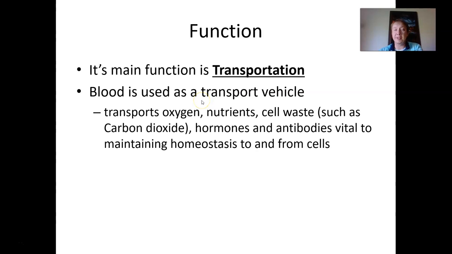So blood is what we use as a transport vehicle, so it carries things in the body from one place to another. Some of the key things it transports are oxygen, nutrients, cell wastes such as carbon dioxide, hormones, and antibodies, vital to maintain homeostasis to and from cells. We're going through this because we just got done with the unit on homeostasis, how we get particles or molecules into and out of the cell. Now we're going to look at what transports that throughout our body.